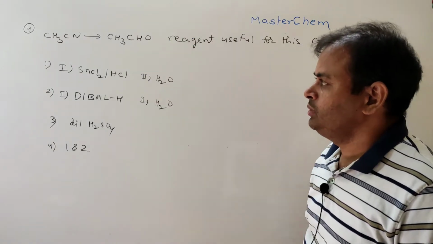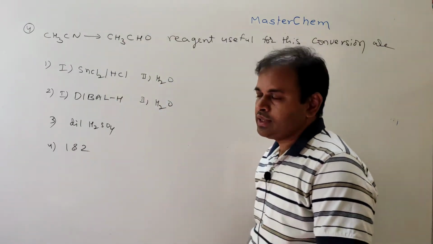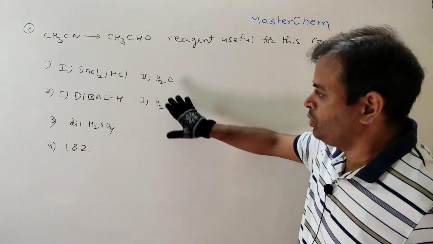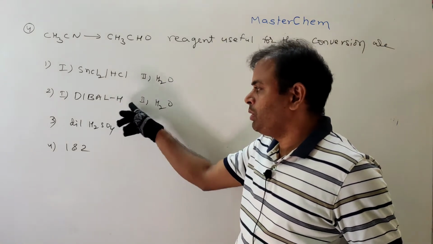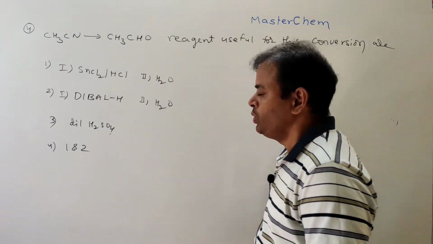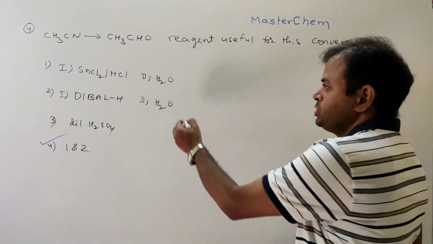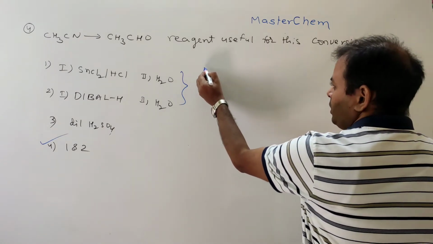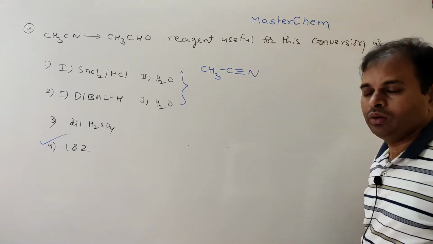Next, the fourth question. CH3CN, methyl cyanide, to the aldehyde acetaldehyde. The reagents useful for this conversion are, given the options: 1, SnCl2 and HCl then water; 2, DIBAL-H and H2O; 3, dilute H2SO4; and 1 and 2. So what is our answer? It must be 1 and 2. These two options are correct for conversion of CH3CN, CH3C≡N.